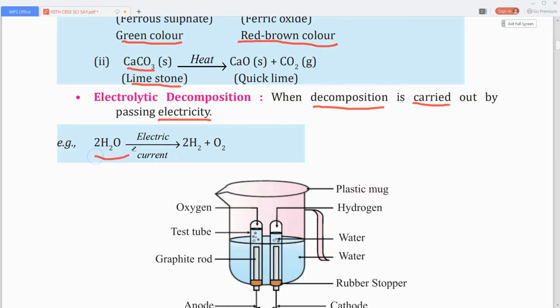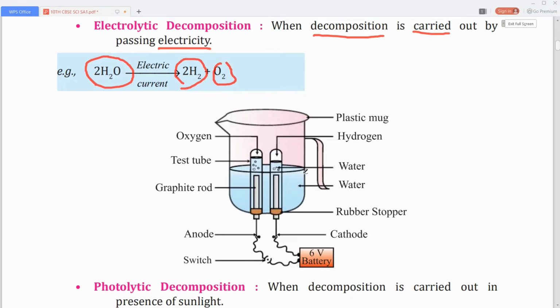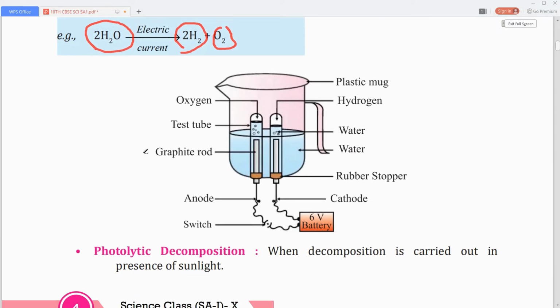When current is passed through water, it is converted into hydrogen gas and oxygen gas. Both gases are liberated. So this is one example, and we can understand it properly by the practical. We will see that there is one beaker. In the beaker there are two rods. One is called the anode, the other is called the cathode.